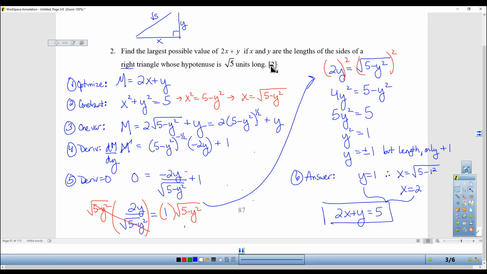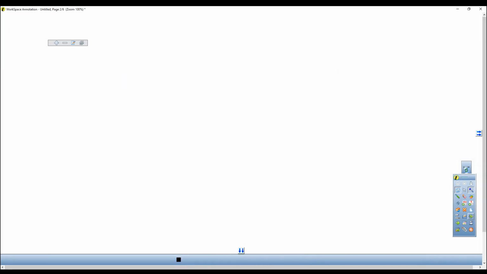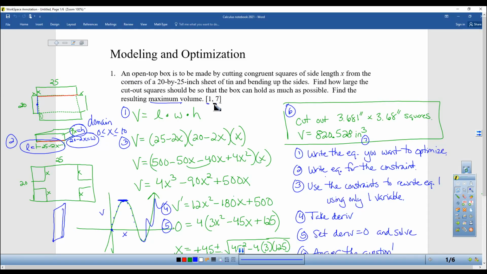That's number 2. And now you can do number 2 on your homework. That's what this little bracket means. On the last one, now you can do 1 and 7 on the homework packet.